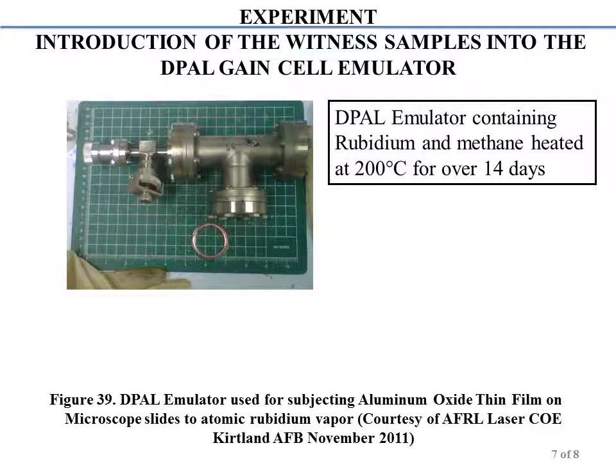So in the next slide, these 2 microscope slides were introduced to a DPAL gain cell emulator. And the DPAL gain cell emulator contains rubidium, methane to simulate the alkali laser environment. And the entire apparatus heated for a minimum of 14 days. And the results from that we'll take a look at in the next slide.